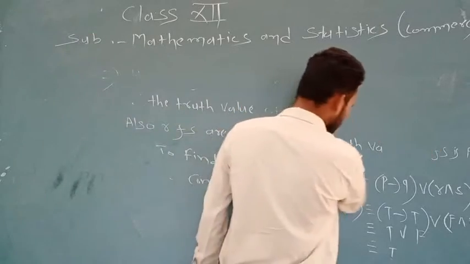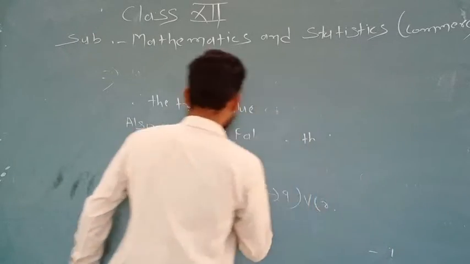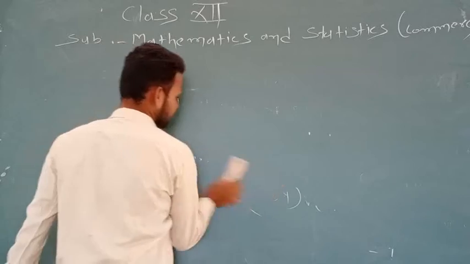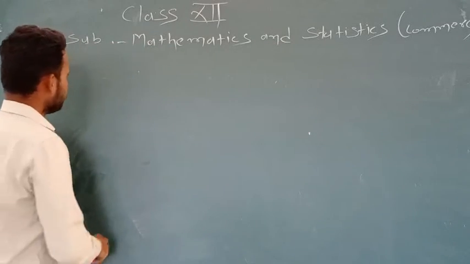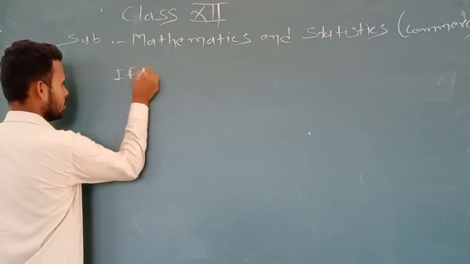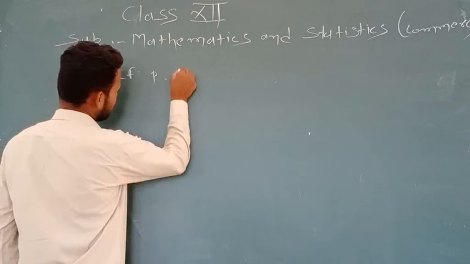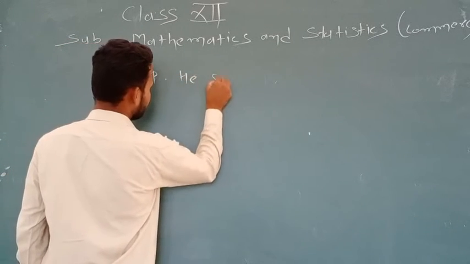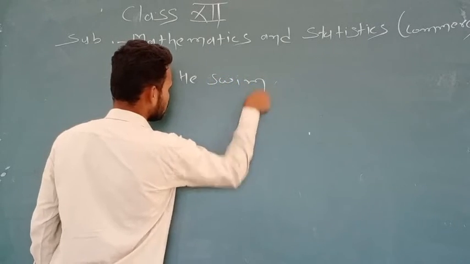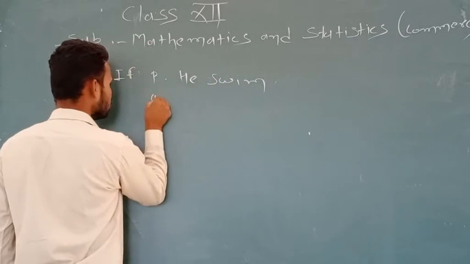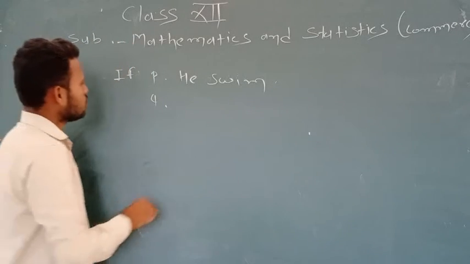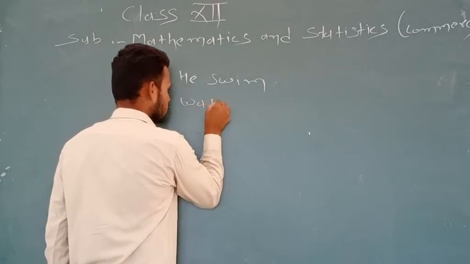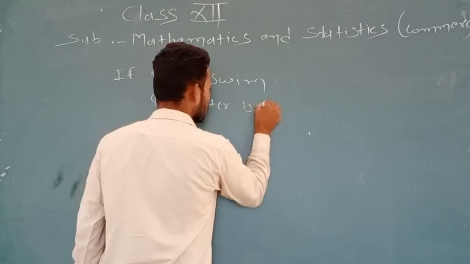Now, next example. Now, let us take the next example. Next example: if P statement denotes he swims, and Q statement denotes water is warm.